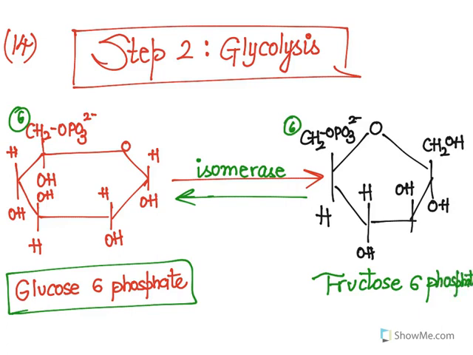Now, as both of them are isomers of each other, the enzyme that helps with this process is called isomerase. And this is a reversible reaction. Hence, you can see the arrow is pointed both sides. So just remember that in step 2, we are changing from glucose 6-phosphate to fructose 6-phosphate. Something important to remember.